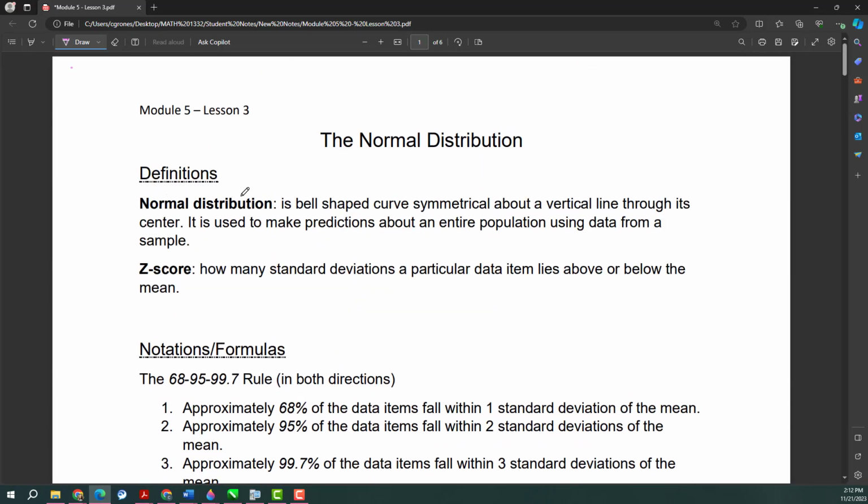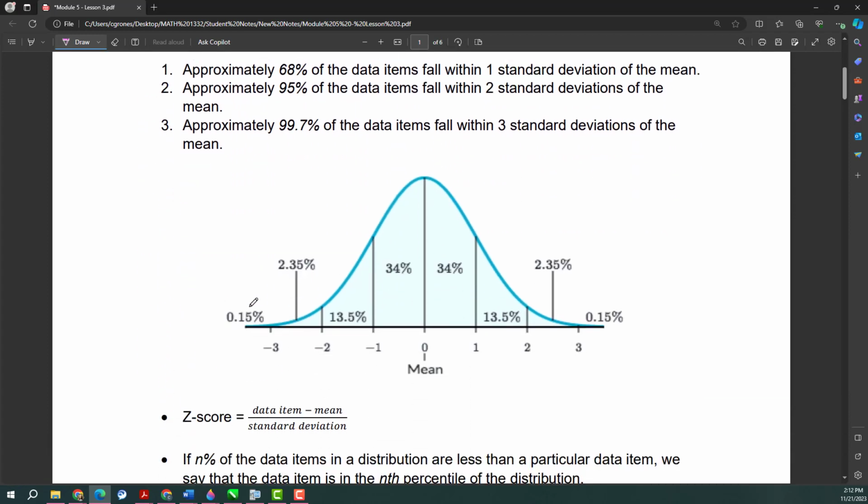So the definition for normal distribution is a bell-shaped curve symmetrical about a vertical line through its center, and it is used to make predictions about an entire population using data from a sample. So this is what the normal distribution or the bell-shaped curve looks like, and it is said that all of the data from a data set, or like a set of data, fits in this bell-shaped curve somewhere.